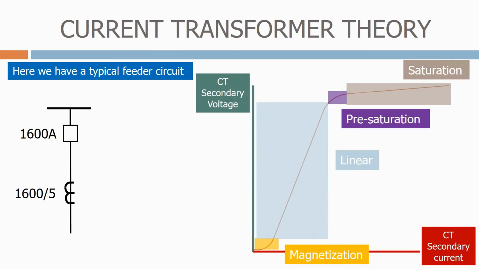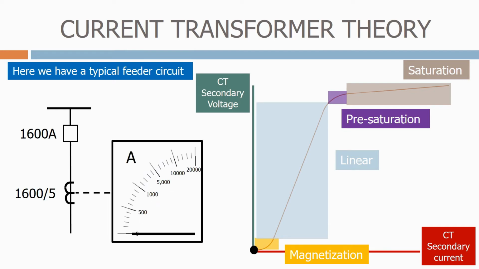Here we have a typical feeder circuit. Let's now connect the current transformer to an ammeter so we can measure the current. Let's now close the circuit breaker. The primary current will now increase through the current transformer. As soon as current starts flowing, we quickly go through the magnetization phase. Let's now increase the primary current.